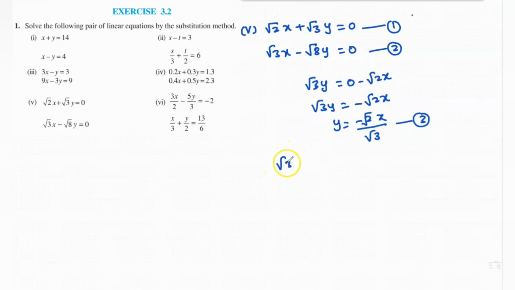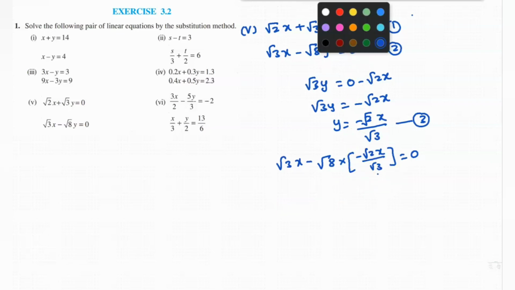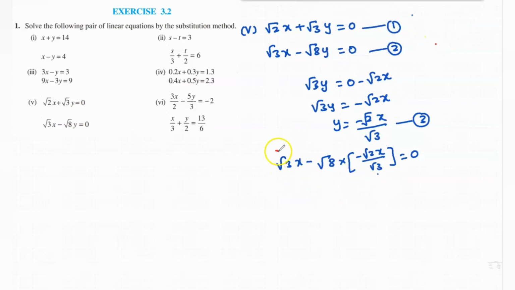We will get root 3x minus root 8 into y. Into y means I will substitute this one, minus root 2x by root 3, is equal to 0. So from this, as the denominator is root 3 here, let us multiply the whole equation by root 3 on both sides. We get root 3 into the numerator, so we will get root 3 into root 3x minus root 3 into this whole second term. So we will get root 3 cancelled.